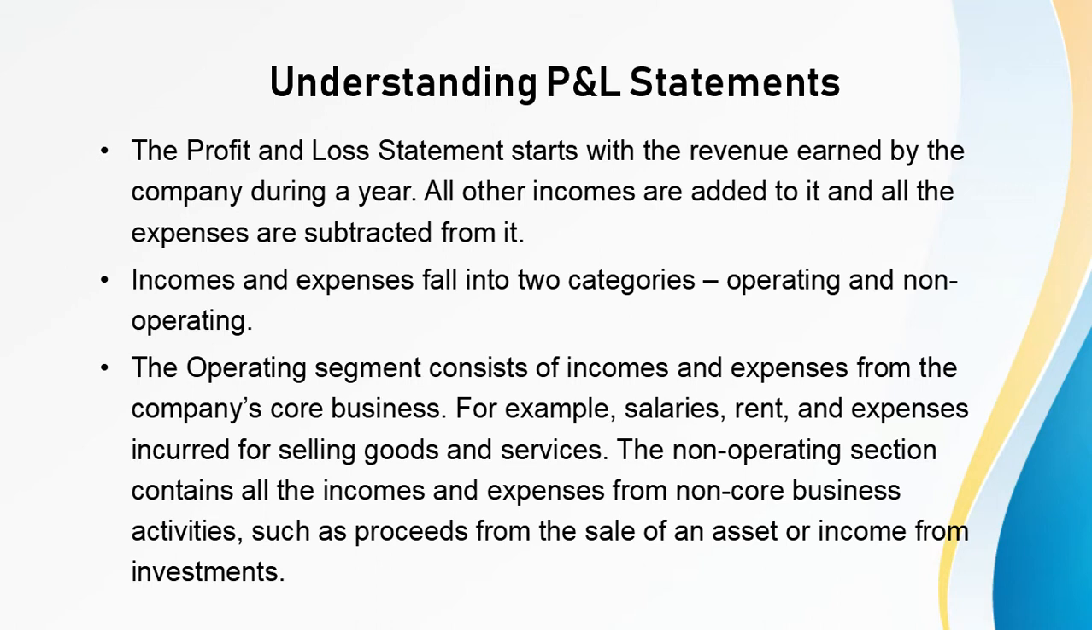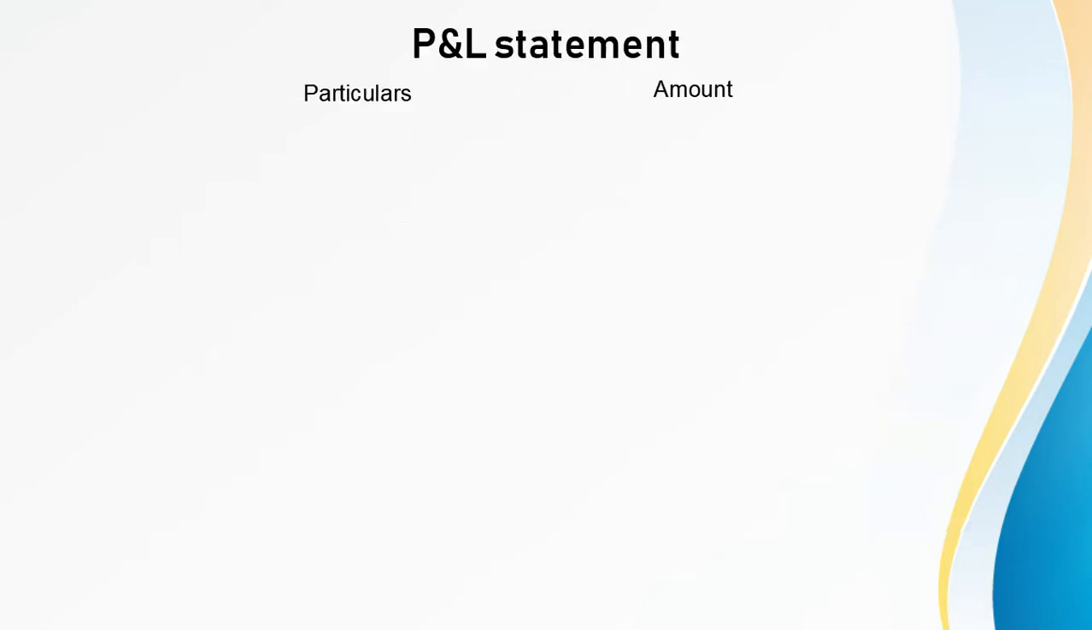The non-operating section contains all the incomes and expenses from the non-core business activities, such as proceeds from the sale of an asset or income from investments. Now, let's look at the profit and loss statement in its segments. First is the revenue. The total income a company generates in a year is called its revenue. It primarily comes from the sale of the company's goods and services, but several other sources contribute to it. Income generated from these other sources are called other incomes.